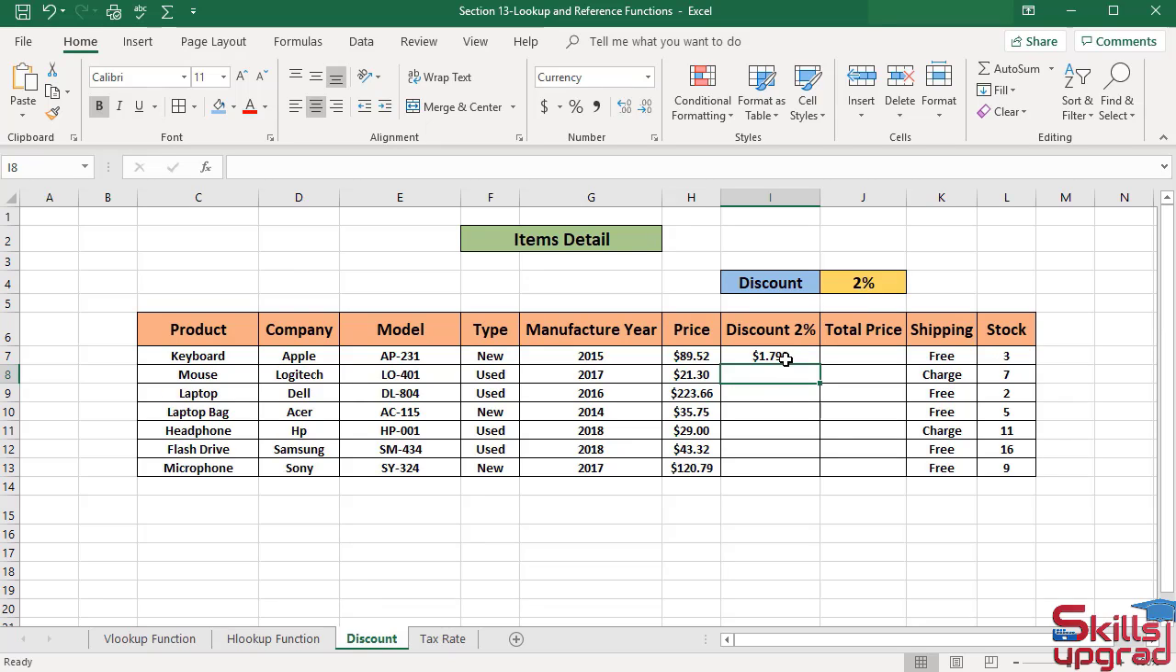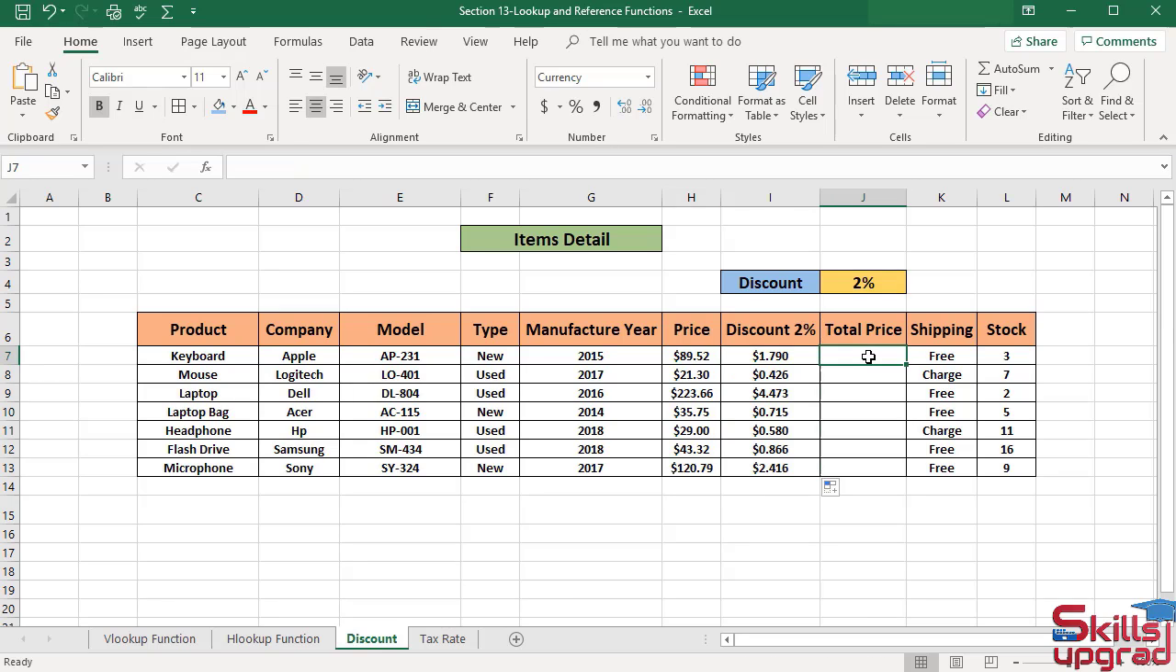Activate this cell. Click in formula bar. Make the absolute position of cell reference J4. Press F4. Then press enter. Copy and paste the formula in other cells. Double click.